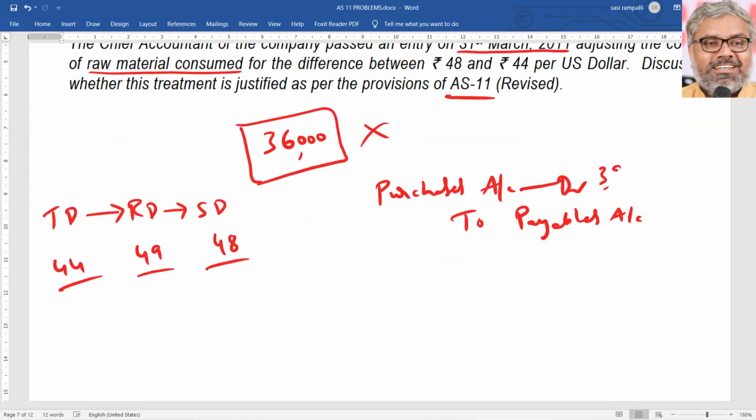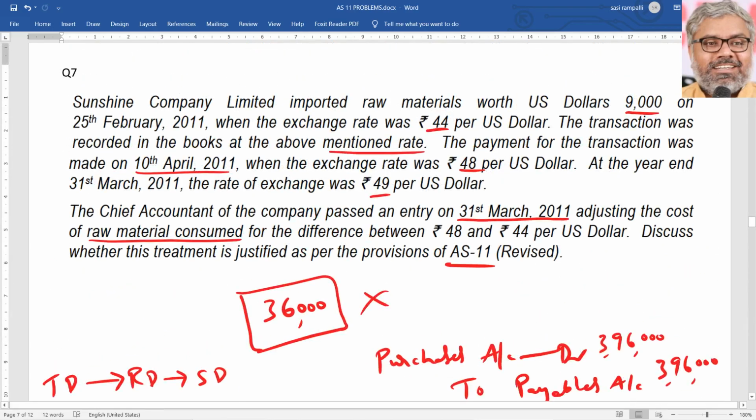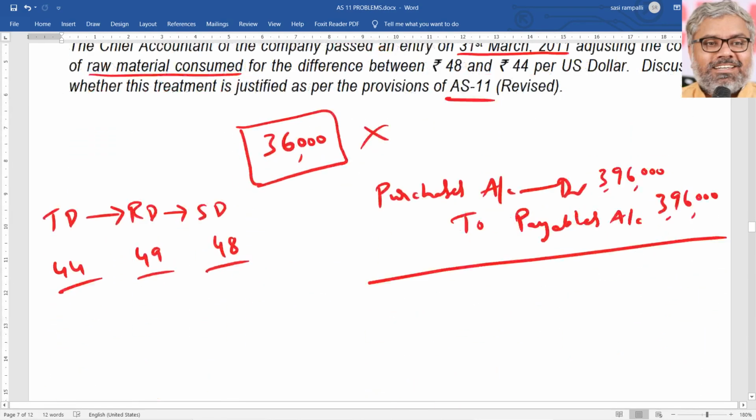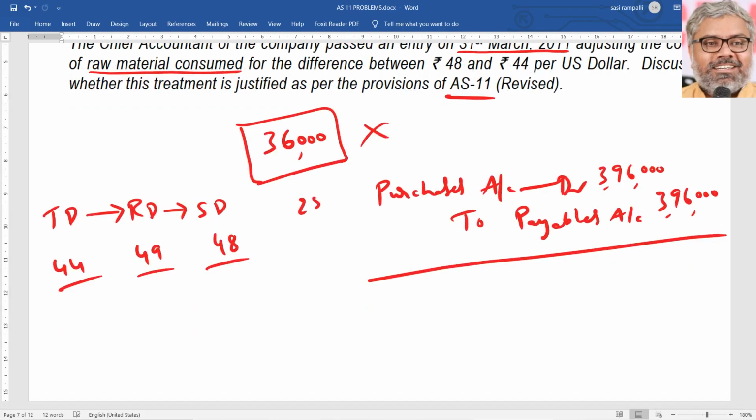3,96,000 rupees should be entered on that date of transaction. What Accounting Standard 11 tells is, this is okay. For anything, this is the same, on the date of transaction, which in this case was 25th February 2011.